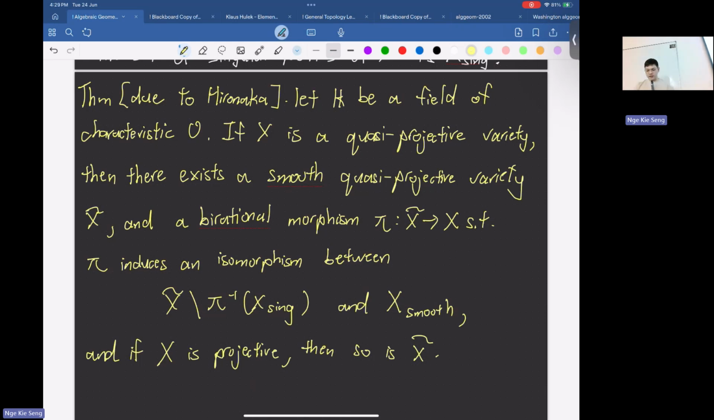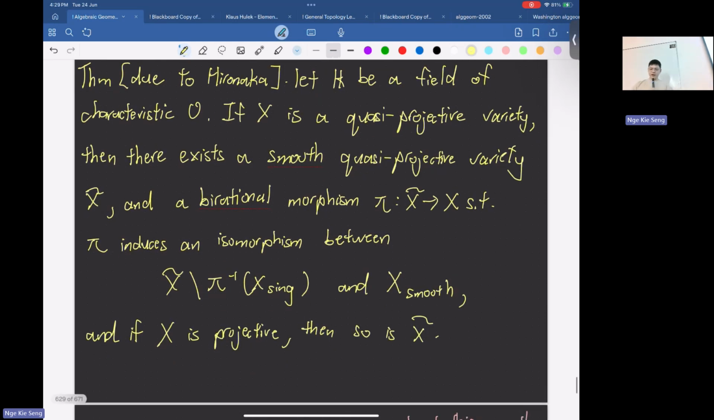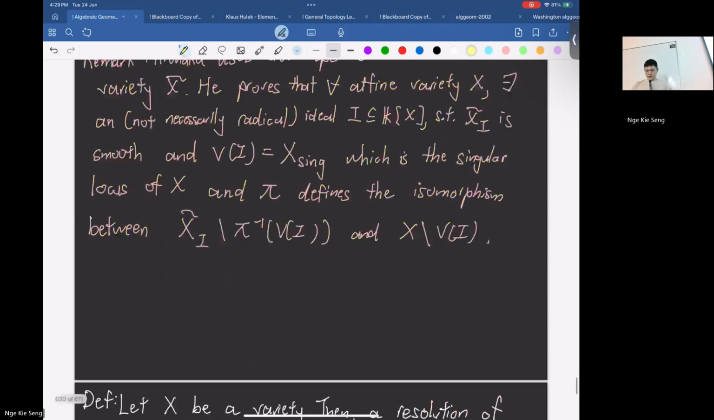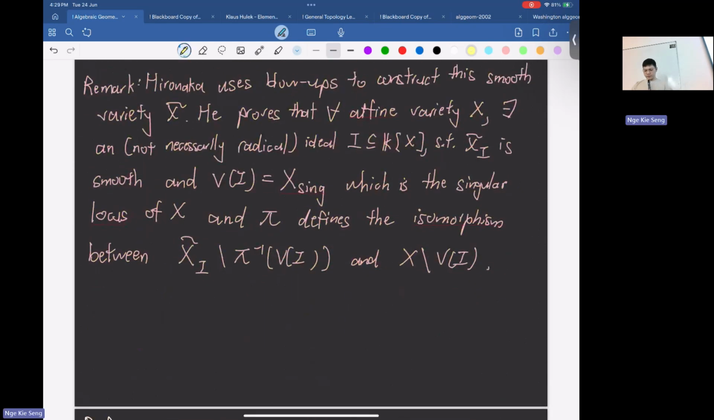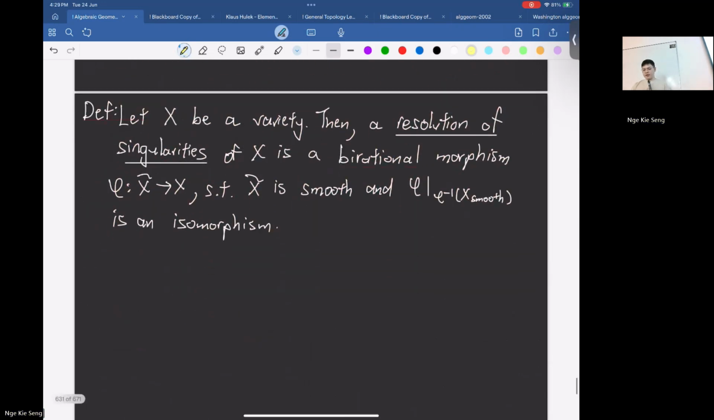So how we do this is doing a finite sequence of blowing up. Okay, he used a finite sequence of blowing up to find this X tilde here. If you can do this, this is what we call a resolution of a singularity, where you resolve a singularity. You kind of remove the singularity. Does it make sense? Okay.